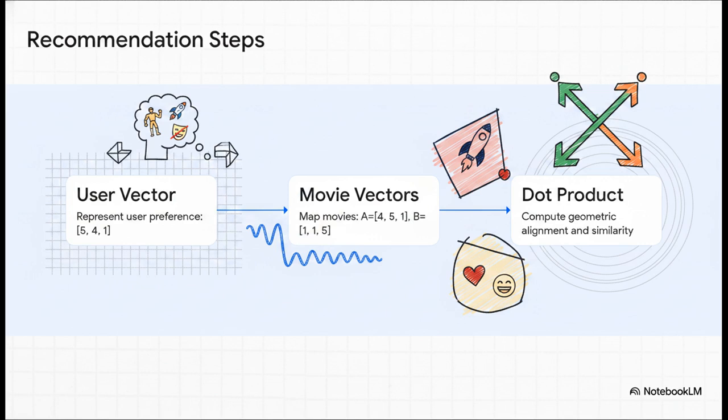Step 2. The system maps its movie catalog. Movie A is a massive action sci-fi blockbuster, mapped geometrically at 4, 5, 1. Movie B is a rom-com, sitting at 1, 1, 5. Step 3. The AI acts. It fires up that dot product math we talked about to compute the similarity between you and those movies.